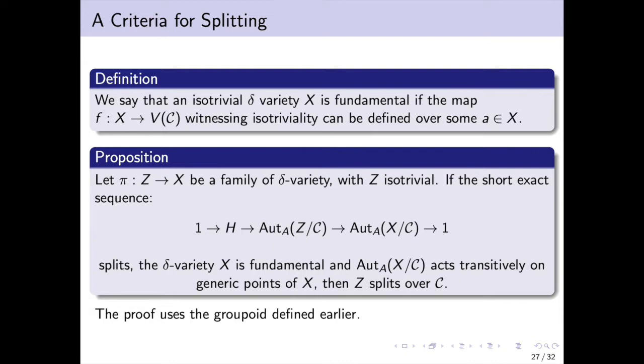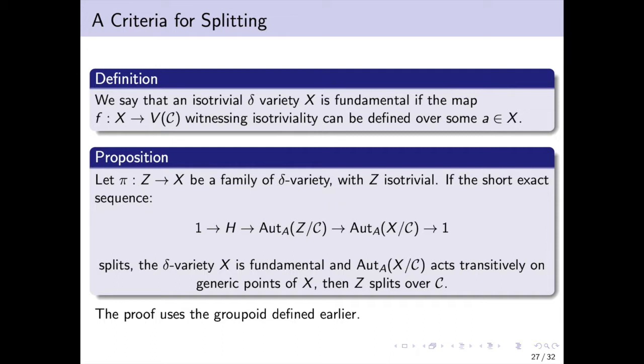I just need one more definition. We say that some isotrivial variety X is fundamental if the map that witnesses isotriviality can be defined over one point of X. We always had that it was defined on some finite collection. If it's just one, we say it's fundamental. Now, if we have a family of isotrivial delta varieties with Z isotrivial, if this splits and X is fundamental and the action is transitive, then Z splits over C. So if we have all these conditions, then Z becomes a product.